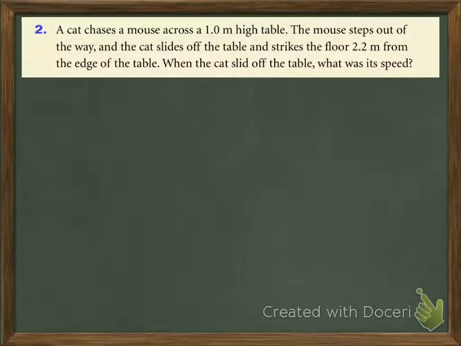Alright, here's a second type of problem where we have a cat chasing a mouse across a table that is 1.0 meters high, and it strikes the floor 2.2 meters from the edge of the table. My delta x is 2.2 meters.